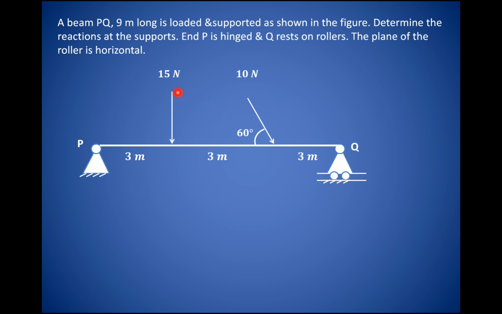It has a vertical load of 15 Newton, but another load of 10 Newton is acting at an angle of 60 degree. Whenever we have an inclined load, the reaction at point P, which is a hinge, will also be inclined, and we have to find out the magnitude and direction of this reaction acting at point P and the reaction acting at point Q. As this is a roller support, the reaction over here will be perpendicular to the roller surface. Here the roller surface is horizontal, so the reaction will be vertical.